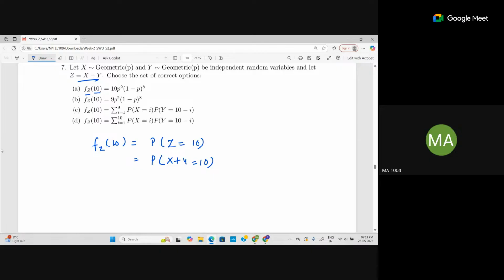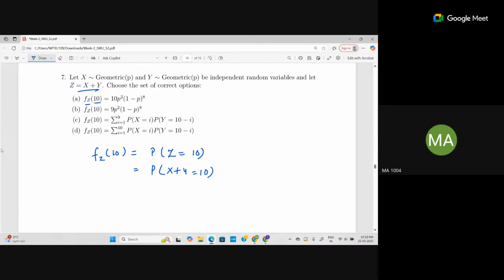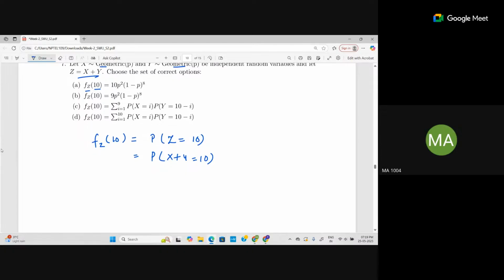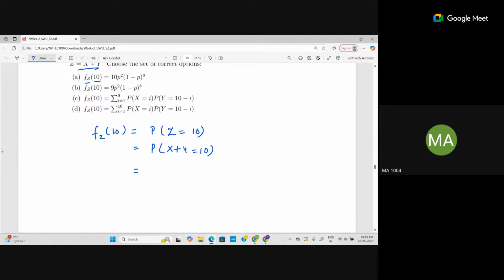So we will try to write in the same format. Otherwise, what we will do? We will write all the cases, add them, and then calculate the probability, right? But here we know the distribution, so we can solve accordingly. So how can I write this term? It is nothing but the summation of all the cases of joint probability when x is taking value I, and then y will be equal to 10 minus I, right? And what will be the range of I?